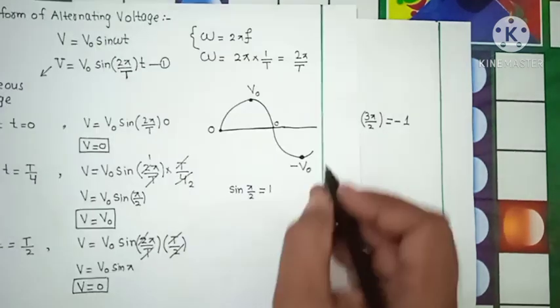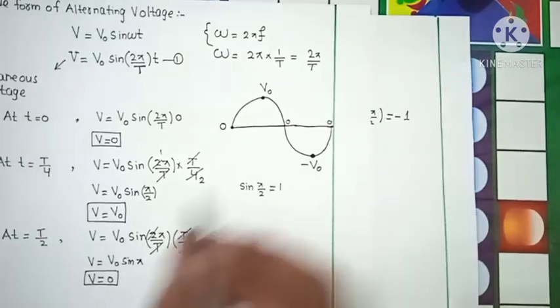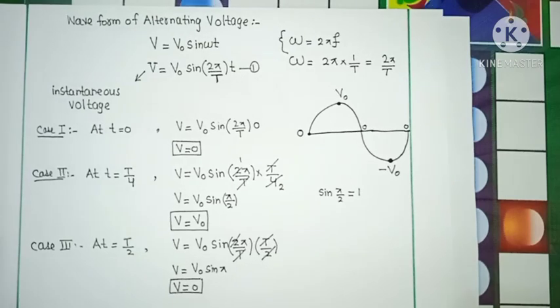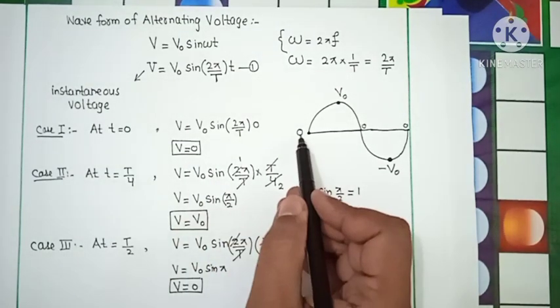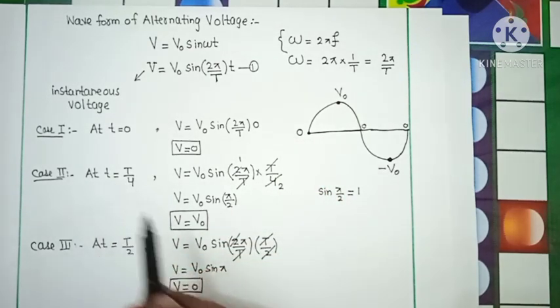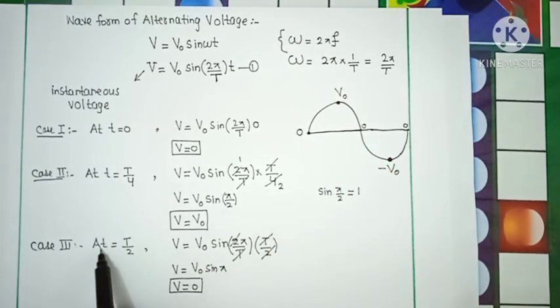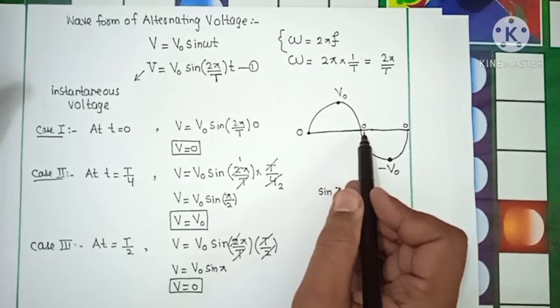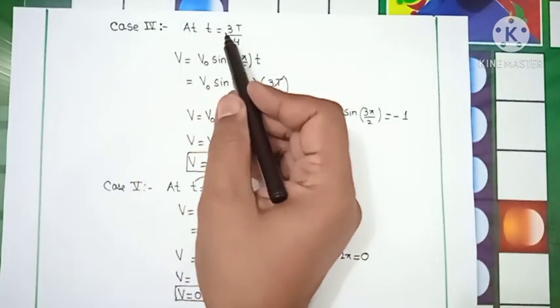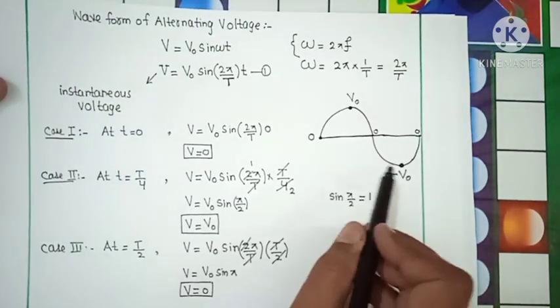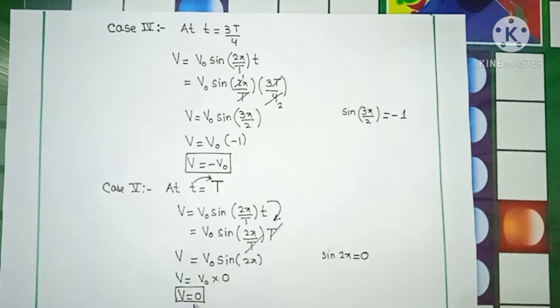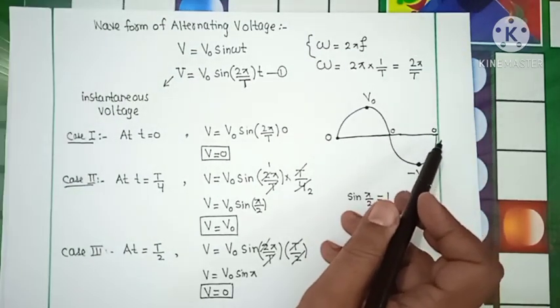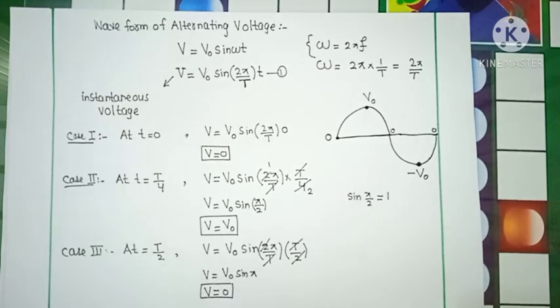So dear students, V is equal to 0 means again 0. In the 5 cases, V is equal to 0 at t is equal to 0; at t is equal to T by 4, V is equal to V naught, the maximum point; at t is equal to capital T by 2, V is equal to 0; in case number 4, t is equal to 3T by 4, V is equal to minus V naught; and in case number 5, as t is equal to capital T, the time period, V is equal to 0. This is the variation of voltage with time, and angle theta is shown in the figure.